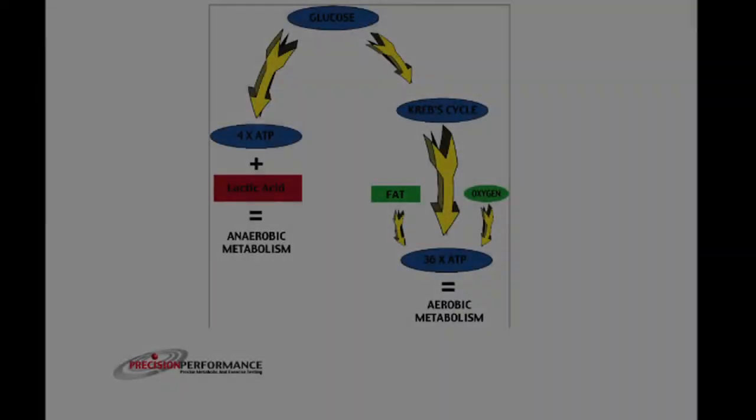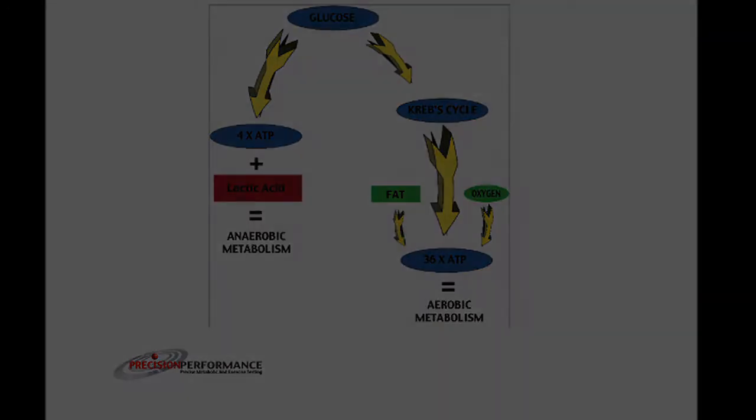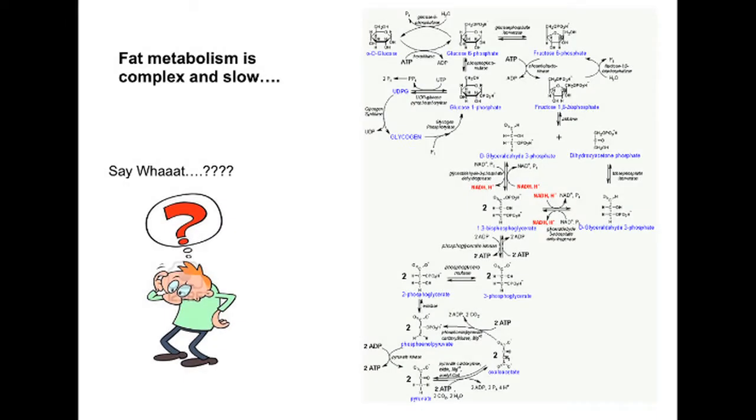The reason the body has to be trained to use fat at higher and higher intensity is because fat usage is highly complex, as it goes through beta oxidation, Krebs cycle, and electron transport system. Fat metabolism takes up to 30 steps to complete. In addition, large amounts of oxygen are needed to metabolize fat.